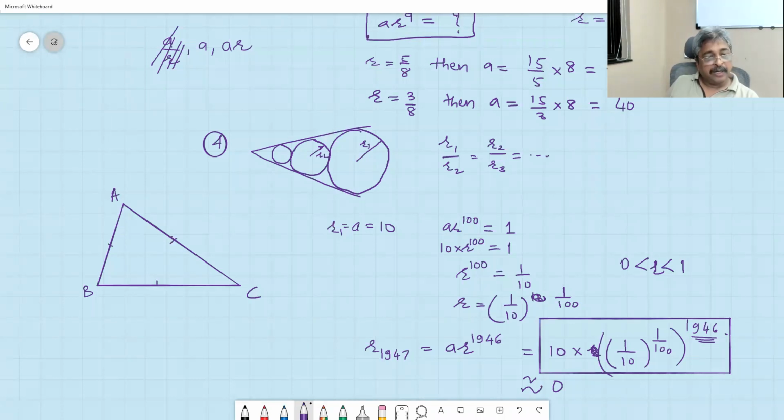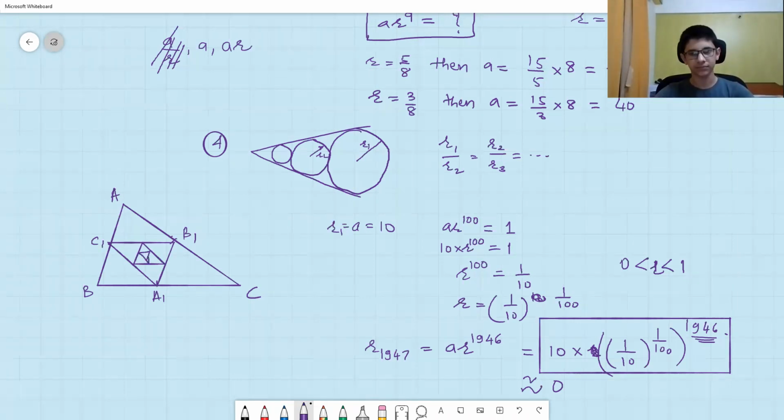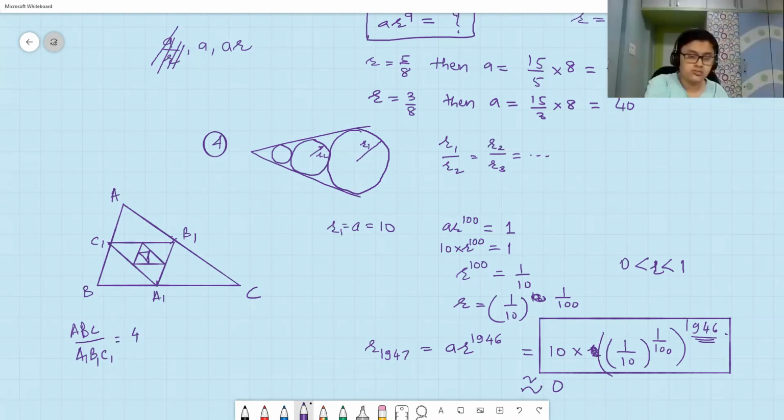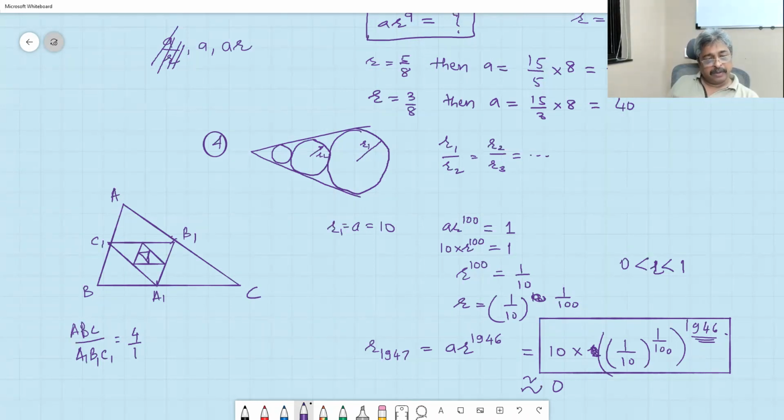This is medial triangle A1, B1, C1. Then you again end up having midpoints and so on, right? Yes, sir. Okay. So area of ABC upon area of A1B1C1 is equal to 4 by 1, is equal to area of A1B1C1 upon area of A2B2C2.